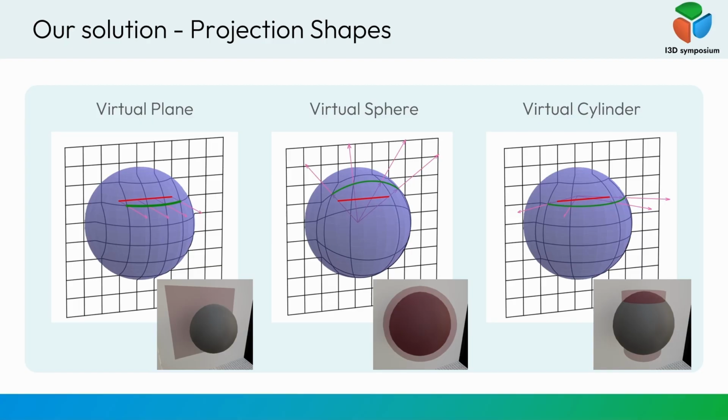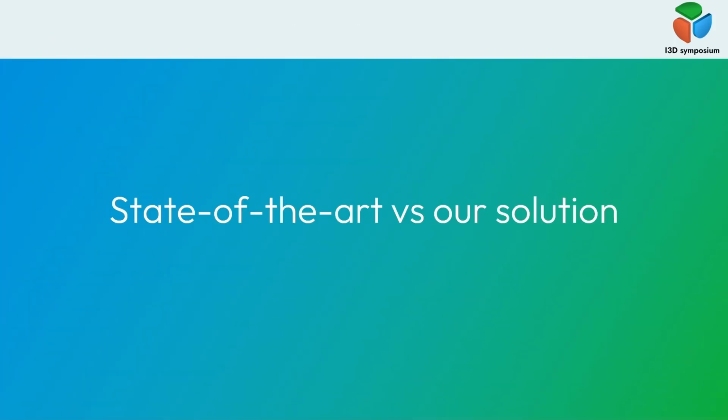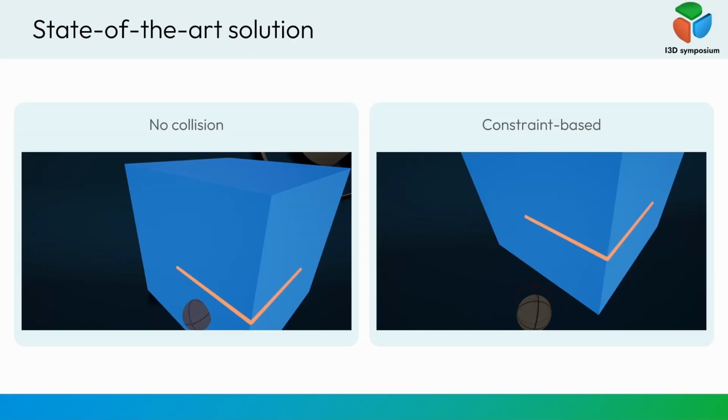With a correct projection shape being set up for the glided object, we can define smoother and nicer movement of the hand for the user. We compared our solution with the state-of-the-art solutions to check our method for both precision and the speed of the user's movement, as well as the user experience. Here we present two state-of-the-art approaches, without any collision and a constraint-based one. Please note that in those videos we allowed for free user hand movement, and we didn't intend to follow the orange line.